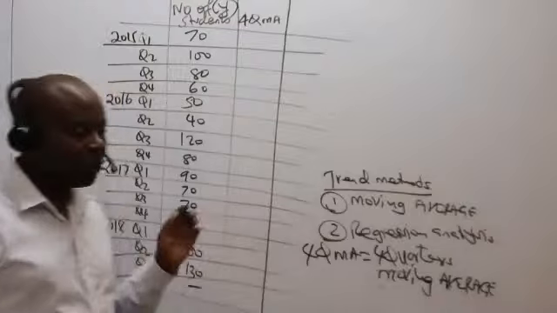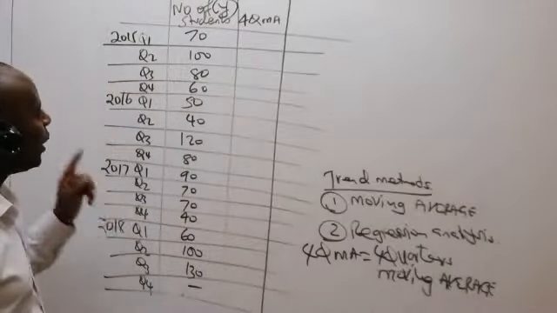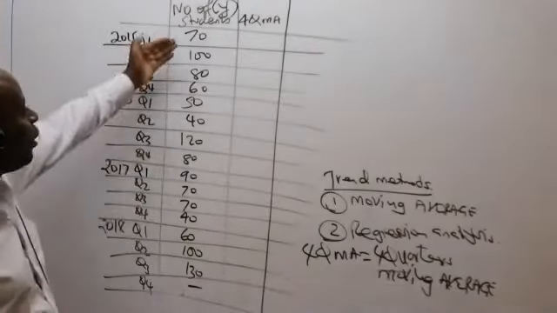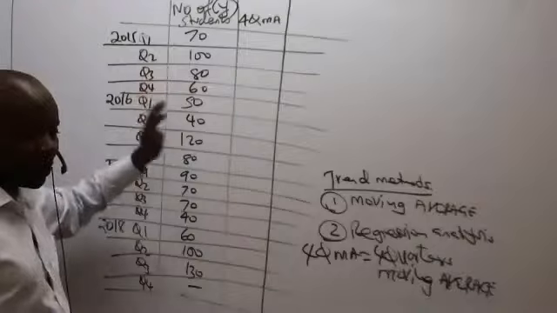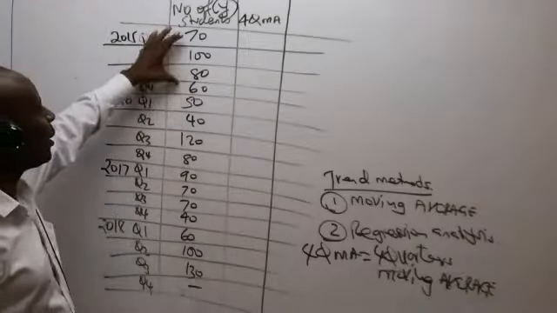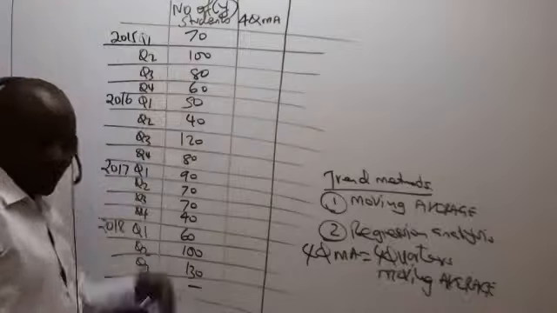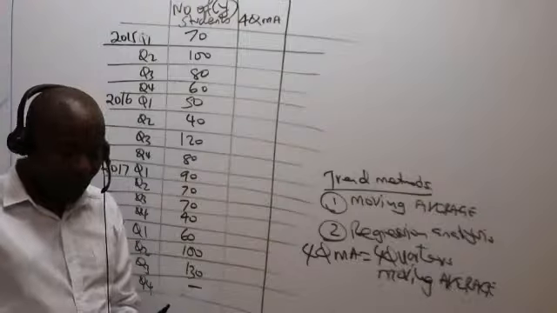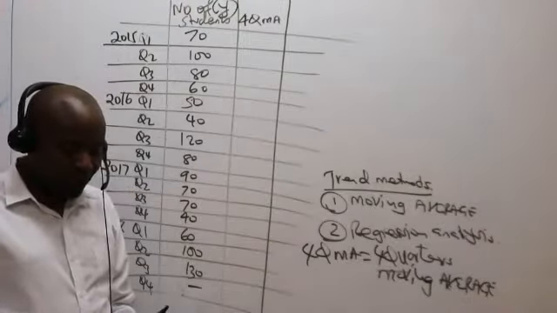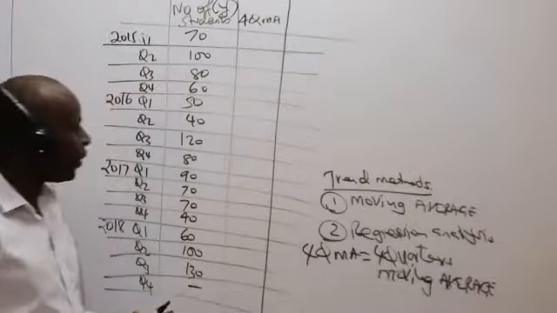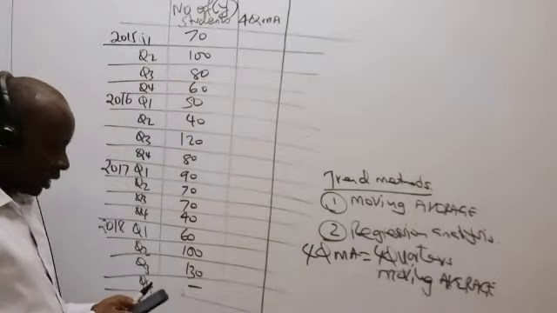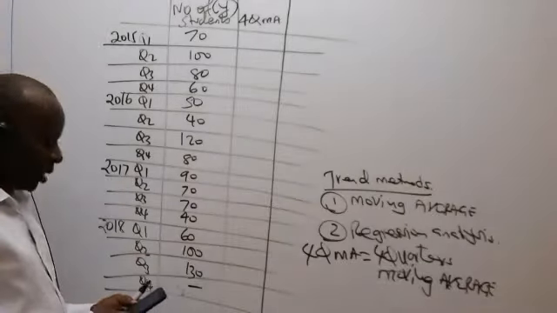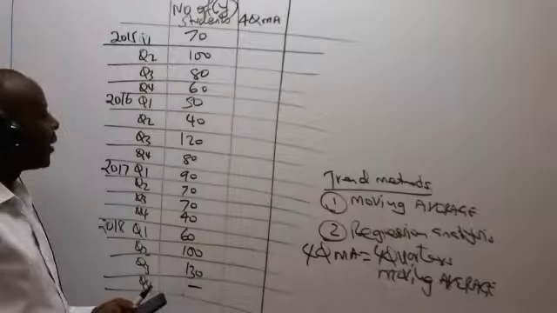So how do we get this 4-quarter moving average? Ladies and gentlemen, to get the 4-quarter moving average, you see they want us to be taking into consideration 4 quarters. So what you'll do, you'll come and give me the total of the 4 quarters. Please add them. What do we have? I can see, ladies and gentlemen, what we have here is 70 plus 100 plus 80 plus 60.